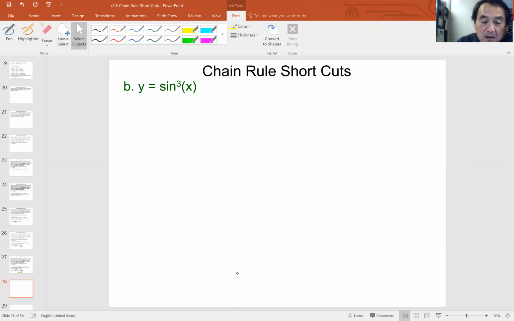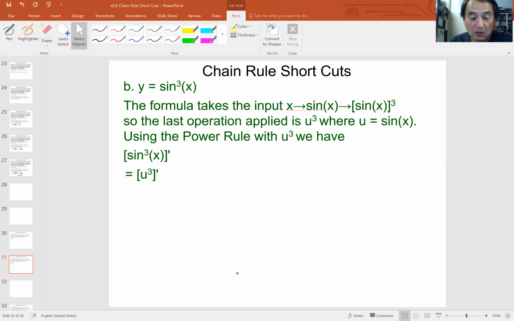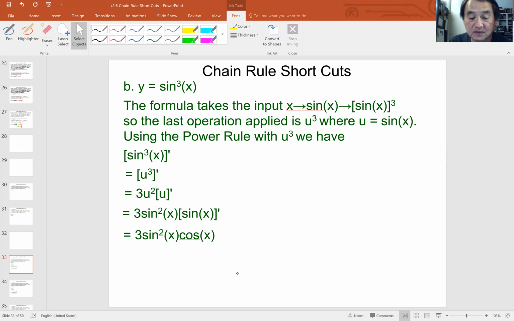This is a power function. This is the third power of sine. So therefore, I will use the power function. I will take the derivative of u to the third power. That'll be 3 comes down, subtract 1 from the power, u squared, times the derivative of u. And then you have to say, who's the u? U is sine of x. It's being cubed, so I have to take the derivative of sine of x, which is cosine.